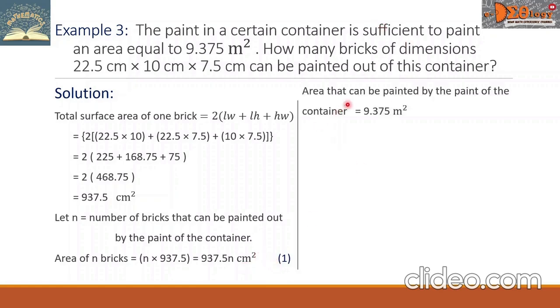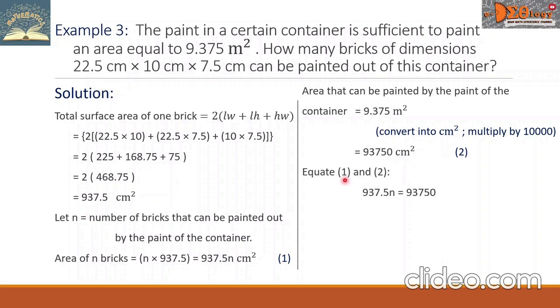Next, the area that can be painted by the paint of the container, this is given in the problem, 9.375 square meters. But in equation 1, this is in square centimeters. We're going to convert these square meters into square centimeters. Simply, let us multiply this by 10,000. So it becomes 93,750 square centimeters. This is our equation 2.